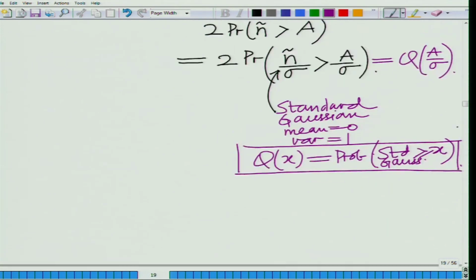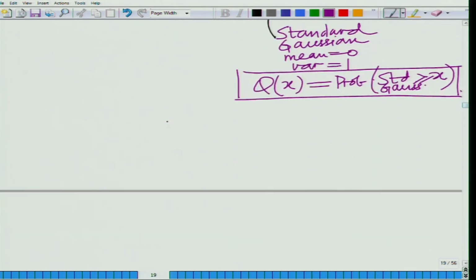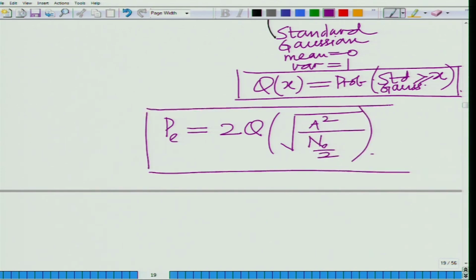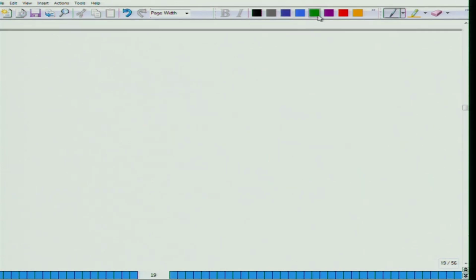So, anyhow, for an internal point, it follows that the probability of error equals twice Q of square root of a square divided by N naught by 2. But remember, this is only for an internal point, any internal point. Now, consider an external point, or consider the end points. Now, consider for instance the end points.